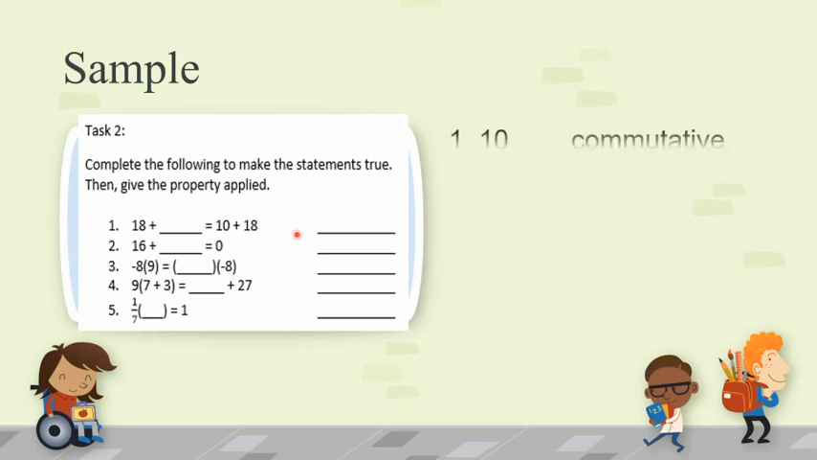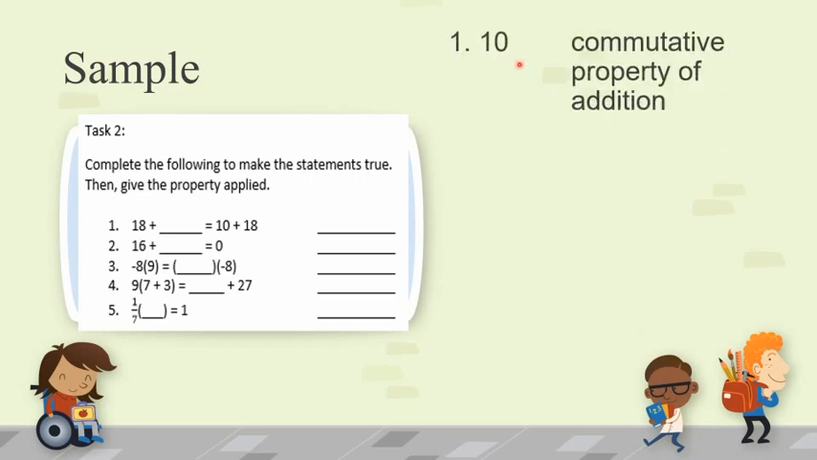So the answer for question number 1 is 10. So we have 18 plus 10 is equal to 10 plus 18. So there is a change in the position of the addends. So it means that the property applied for this statement is the commutative property of addition.